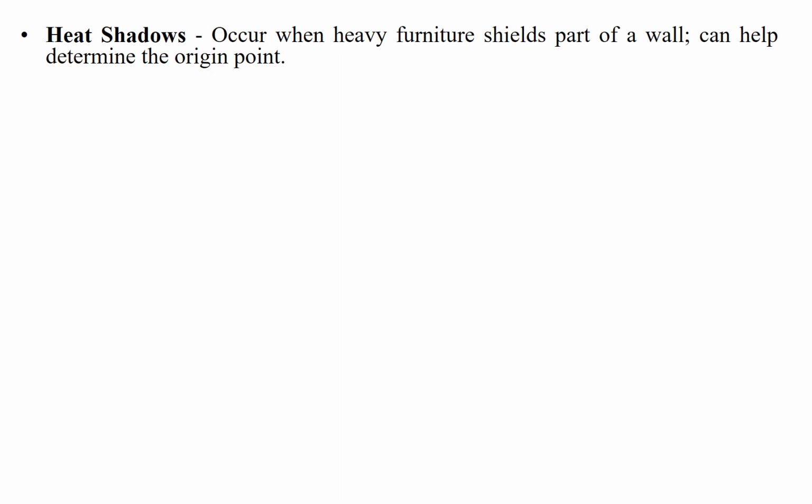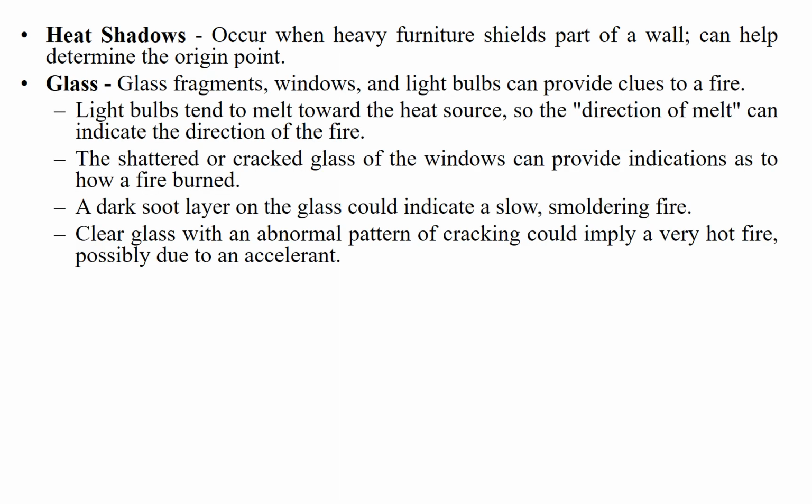All right, this can also help determine the point of origin. Glass fragments, windows, and light bulbs can provide clues to a fire. Light bulbs will tend to melt toward the heat source, so the direction of melt can indicate the direction of the fire. Shattered or cracked glass can provide indication as to how the fire burned.